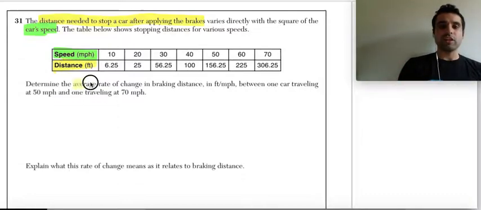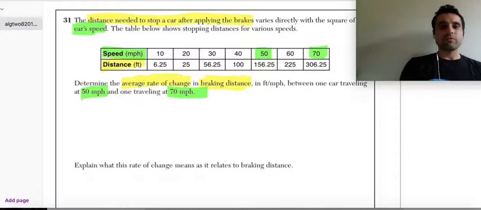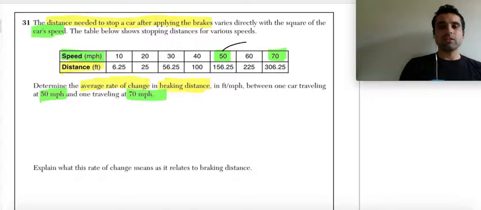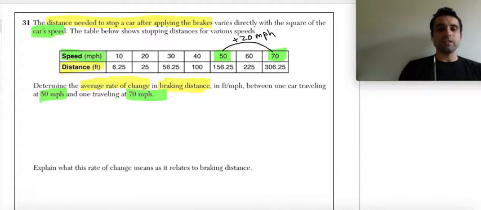So find the average rate of change in braking distance. So that's like your y value, in feet, and the unit is feet per mile per hour, between a car traveling at 50 miles per hour, so those are the speeds, right? And one traveling at 70 miles per hour. So the change in speed is plus 20 miles per hour, right? Remember that they want the change in braking distance. So it'll be the change in distance, which I'll call d, over the change in speed, which I'll call s. The distance meaning the braking distance.